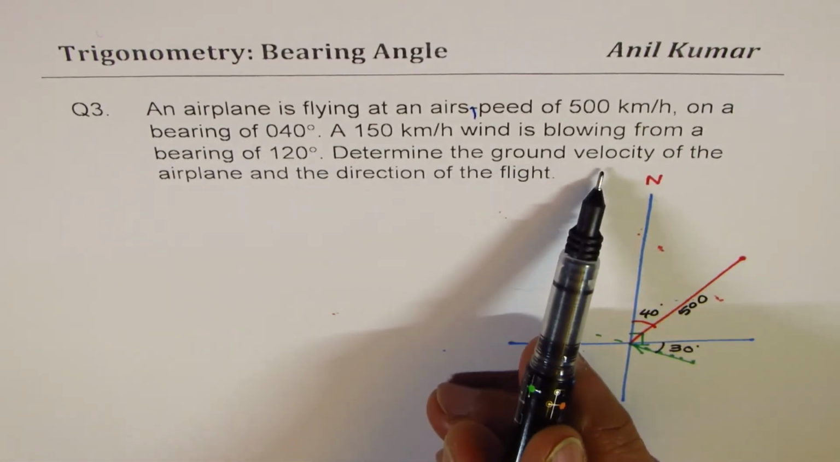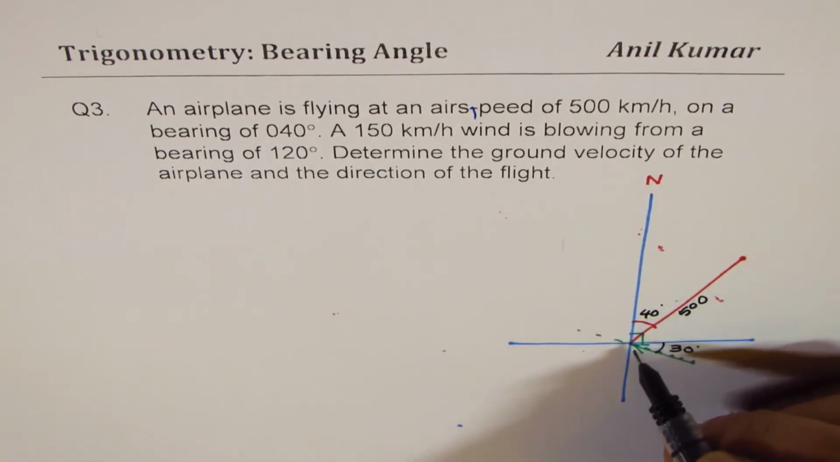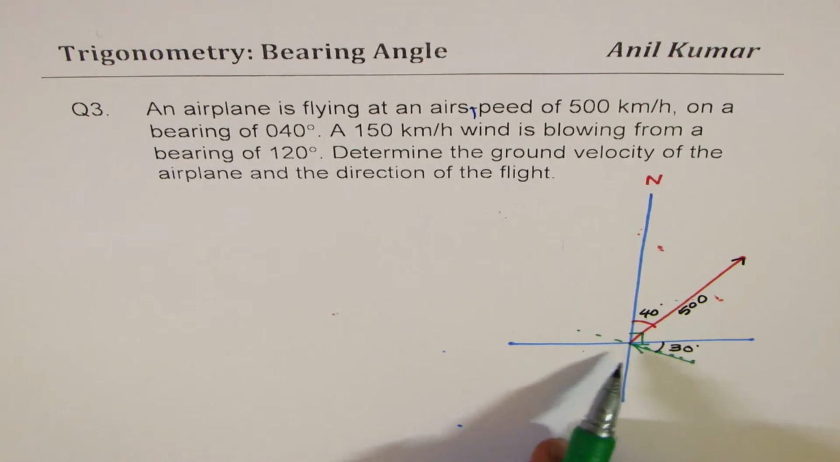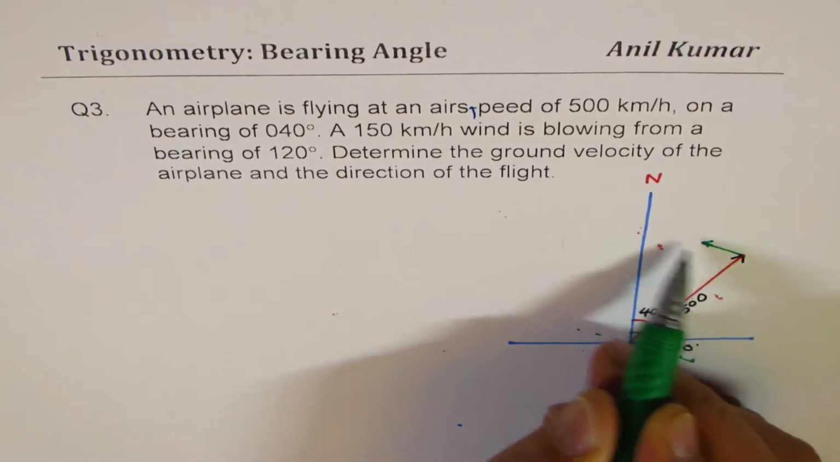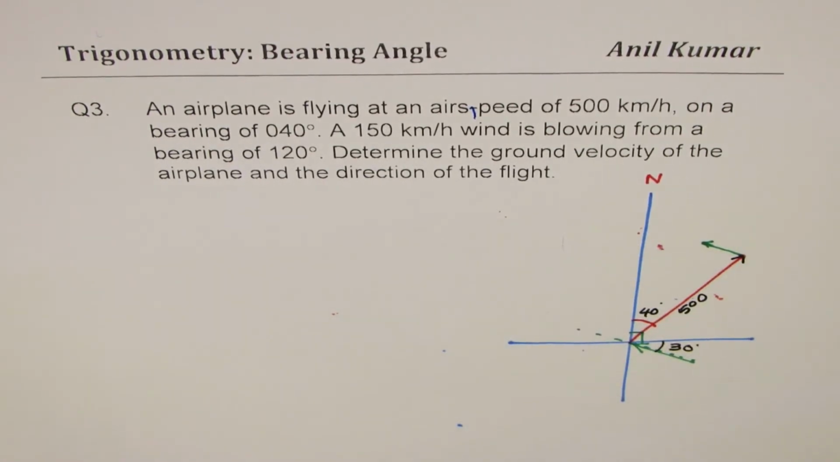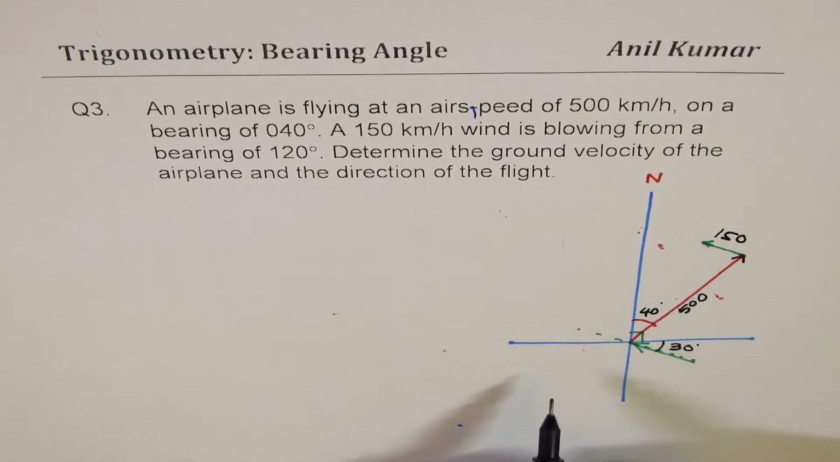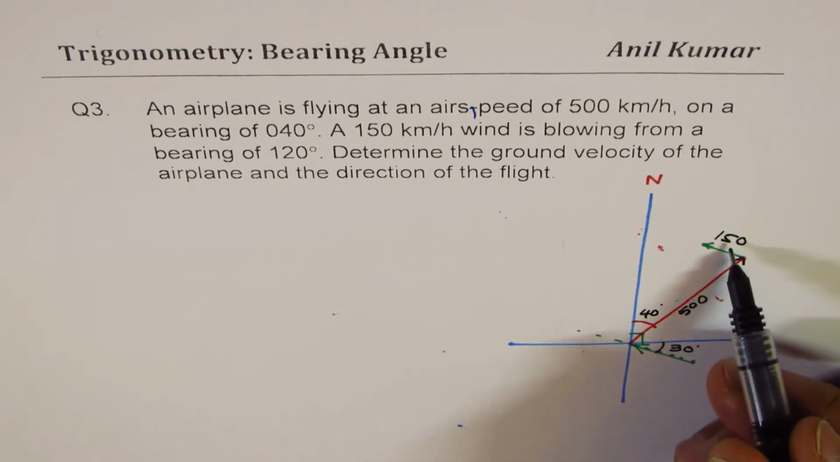Determine the ground velocity of the airplane and the direction of the flight. Now, if the plane was supposed to go in this direction and the wind is blowing in that direction, basically it is going to shift the course of the plane. Do you see that? So that is going to be the effect on it. Now that is 150 kilometers. So imagine that this length is 150. So what we have done is we have shown this in a scale of 500 to 150.